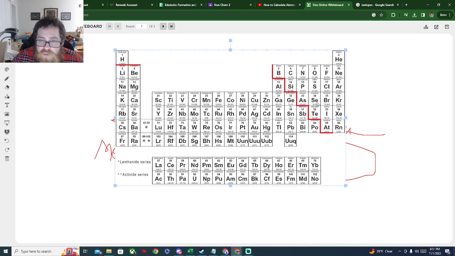Alright, so anything to the left of this line is a metal, with one single exception, hydrogen. I have a line up here next to hydrogen to show that. However, normally a periodic table will not have this line. So you will not have this. But hydrogen is the one exception to this rule. It is a non-metal.